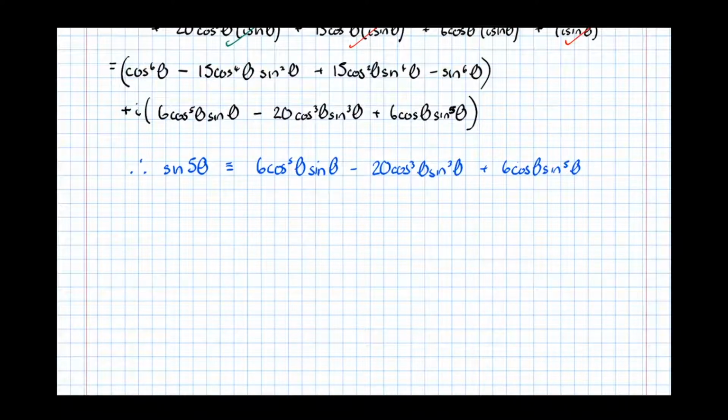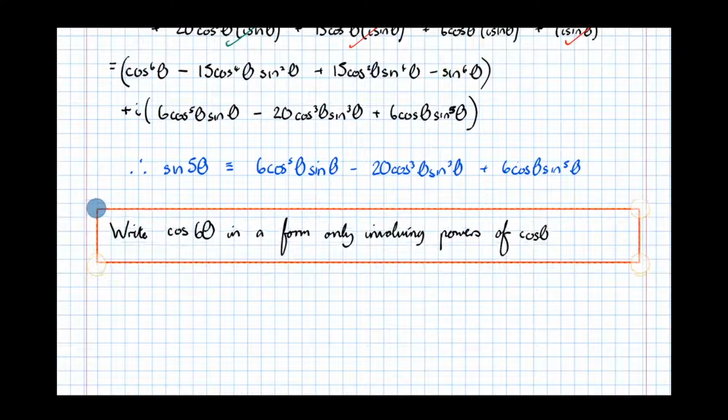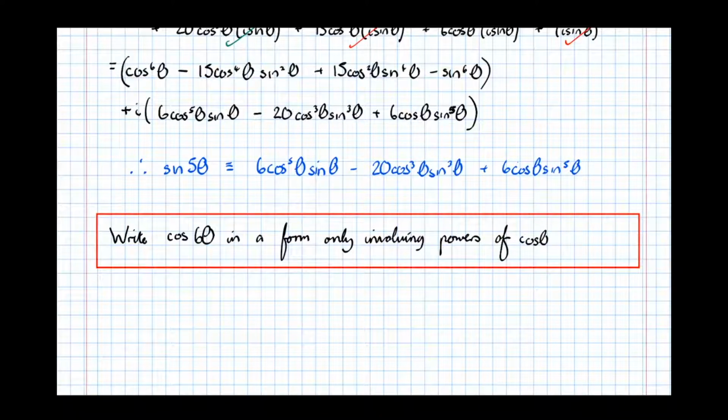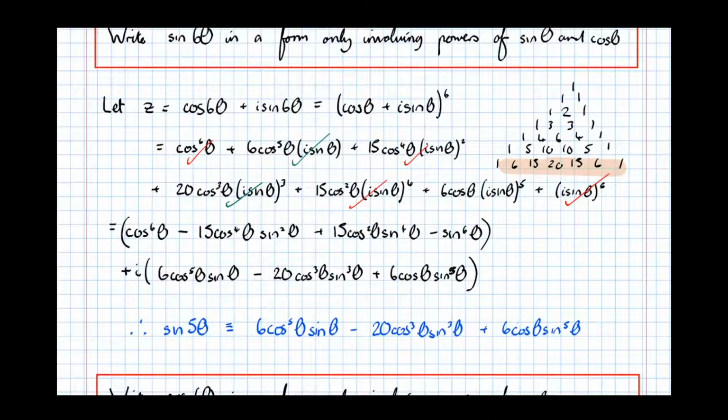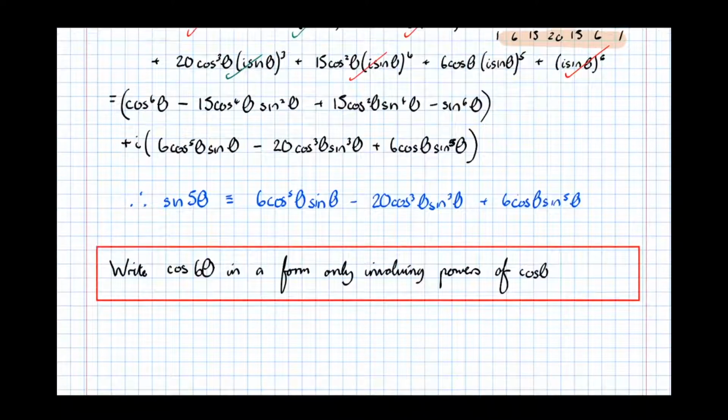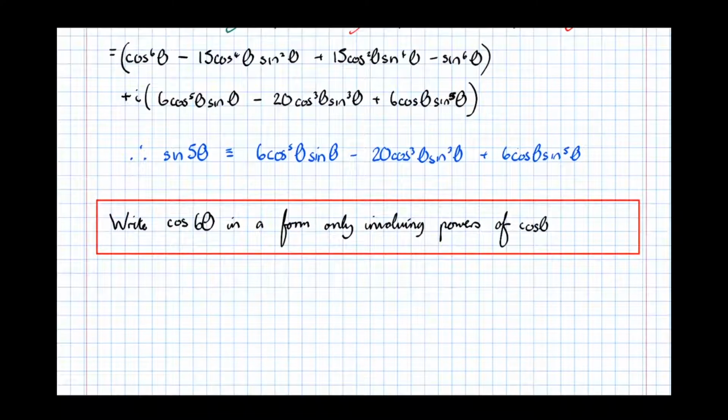So maybe looking at a different question, let's say the question was actually this: write cos of 6 theta in a form only involving powers of cos theta. We would have done exactly the same work, except this time what we're after, the expansion of cos 6 theta, is the real part of this expression. So here's where we got to. There's the real part.